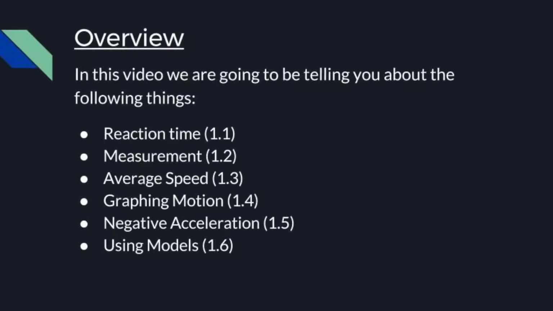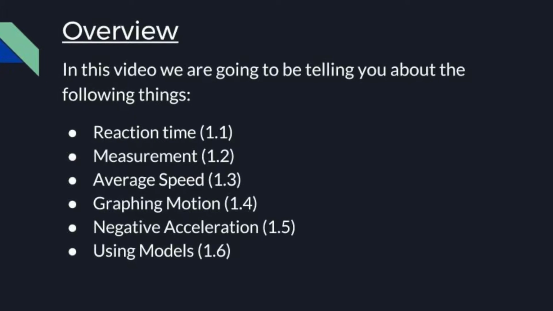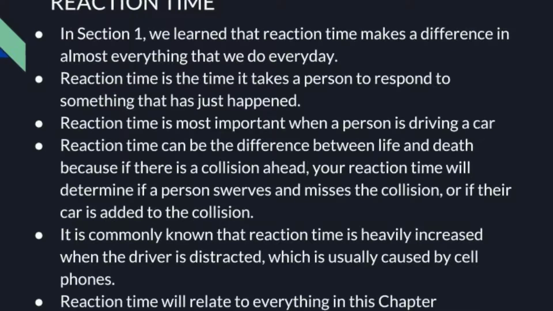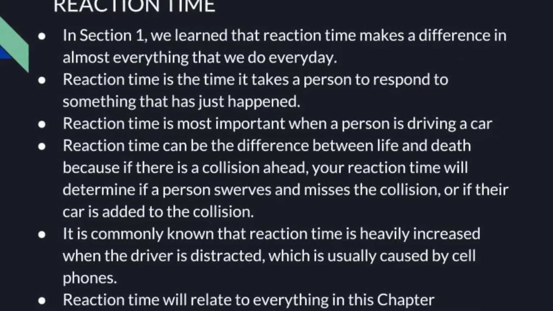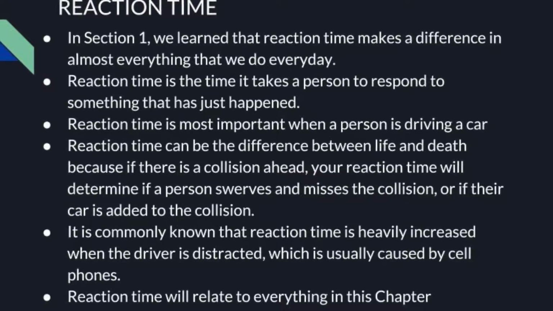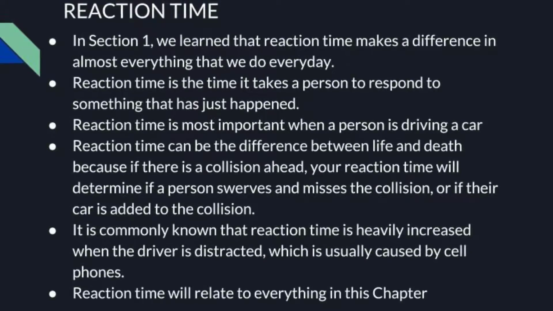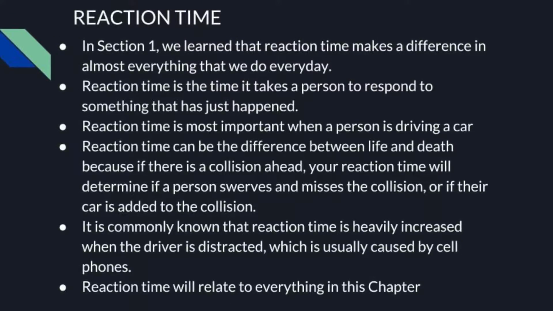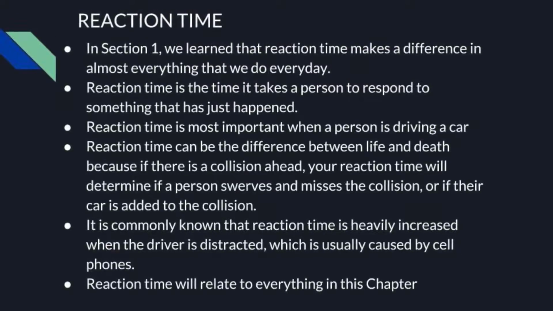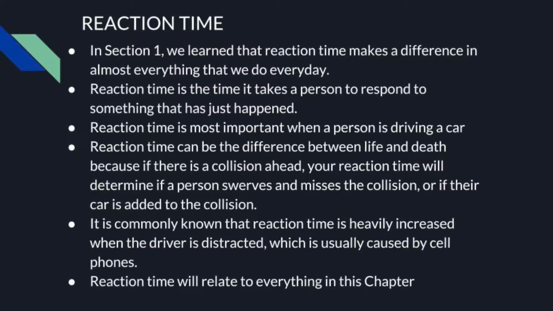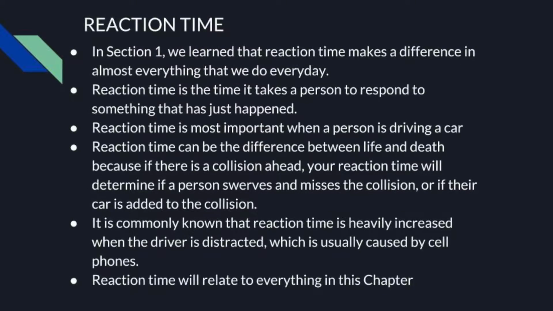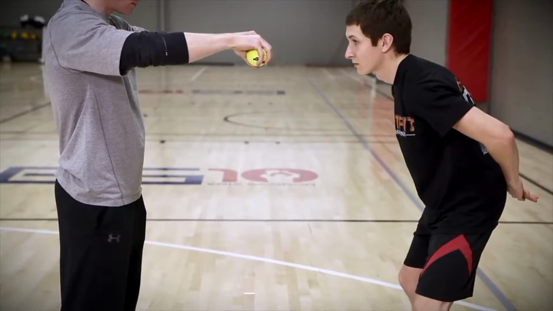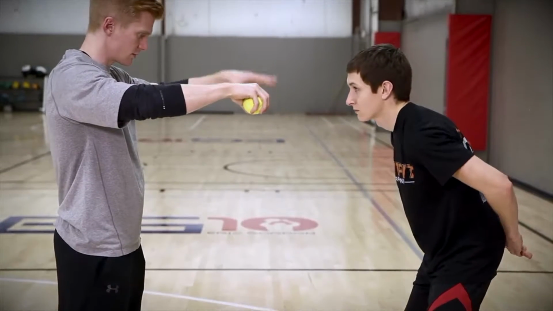Today we're going to be talking about reaction time, measurement, average speed, graphing motion, negative acceleration, and using models. Reaction time is the time it takes a person to respond to something that just happened. It is especially important when driving a car because it means the difference between life and death. Avoiding accidents, stopping at stop signs, and stopping when you see a red light are all examples of drivers using their reaction time. It is commonly known that a person's reaction time is greatly increased when a person is distracted, usually by cell phones. This is a video showing a person using their reaction time. He must use his reaction time to catch the ball before it falls on the ground.